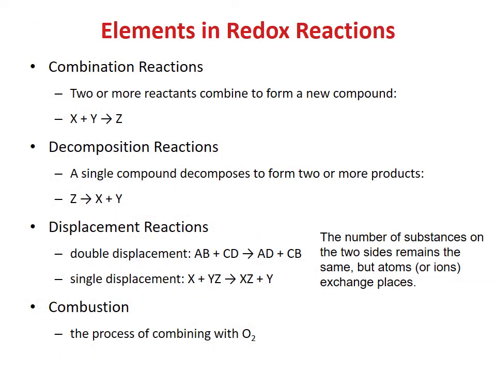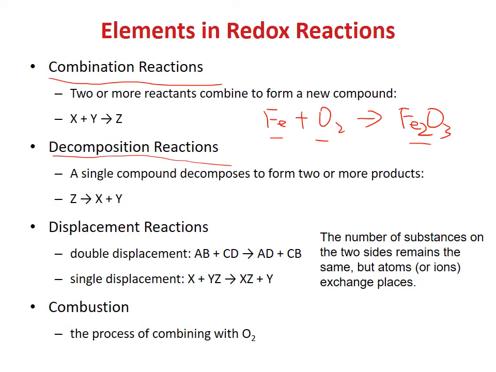Redox reactions can be further classified as the following types of reactions. Combination reactions, where 2 or more reactants combine to form a new compound. For example, iron rust. Iron reacts with oxygen, forms iron oxide. It's 2 elements combining to form a compound. Decomposition reactions, where a single compound decomposes to form 2 or more products. An example is calcium carbonate. When heated, it decomposes into calcium oxide and carbon dioxide gas.